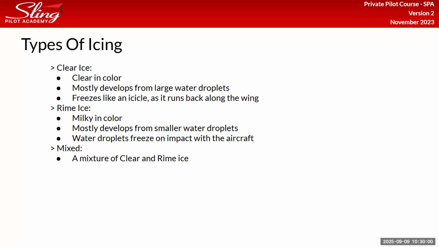Why do we think this is the most dangerous type of icing? Any ideas? One, we can't see it. Yeah, it's clear ice, so it's hard to see. Two, what did I just talk about? It's freezing in like a layer over top of the wing, right? It's not freezing on impact. It's a large droplet of water, so as it hits the front leading edge, it's able to run back and freeze in like a sheet. Yeah, disrupts airflow over the wing, and then another really important reason, it's creating a sheet of ice.